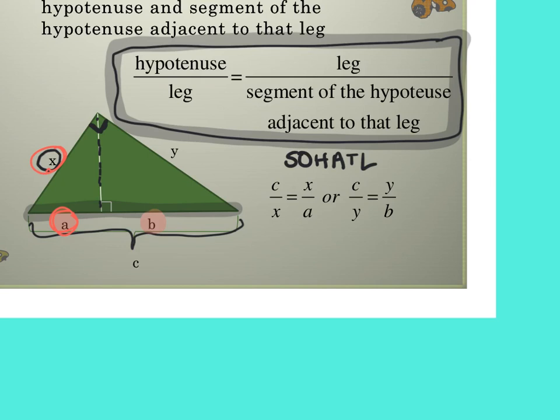The other one is hypotenuse, which is still C, that doesn't change, over leg. Maybe now we want to use this leg, Y. That's going to be, again, the leg repeats. So C over Y equals Y over, now the segment of the hypotenuse adjacent to Y is B. So that's what changes. The hypotenuse is always the same, but then depending on which leg you're using, you have to pick the other segment.